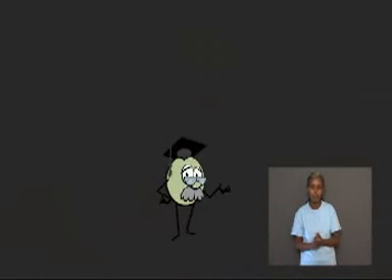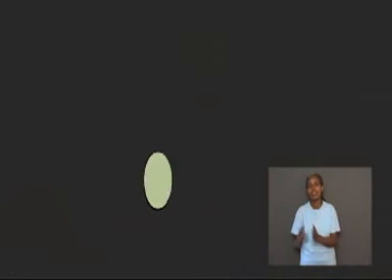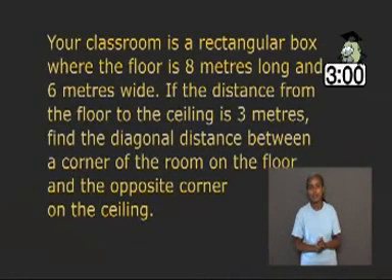Well done, students. Let us pretend that your classroom is a rectangular box where the floor is 8 meters long and 6 meters wide. If the distance from the floor to the ceiling is 3 meters, find the diagonal distance between a corner of the room on the floor and the opposite corner on the ceiling. I think that you can solve this practical problem, students. Please try to answer this question now. Students, let's get ready. Begin.